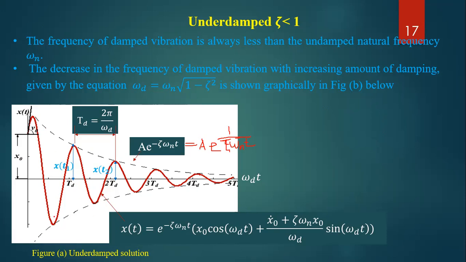This is the equation of motion, x of t as a whole. We can see this solution, but the term A e to the minus zeta omega n t produces this type of declining amplitude of the vibration. This is the graph in the frequency domain, that is omega d t. For one damped period of vibration, the time period is 2 pi over omega d.